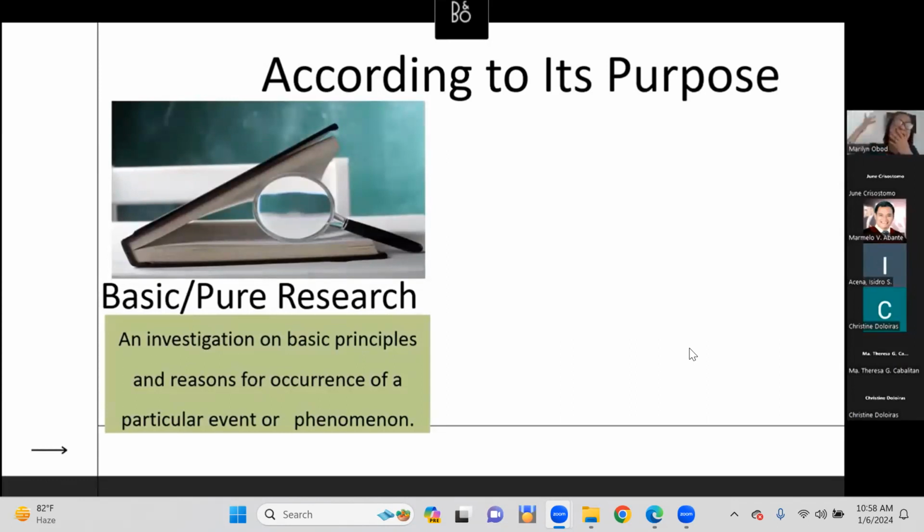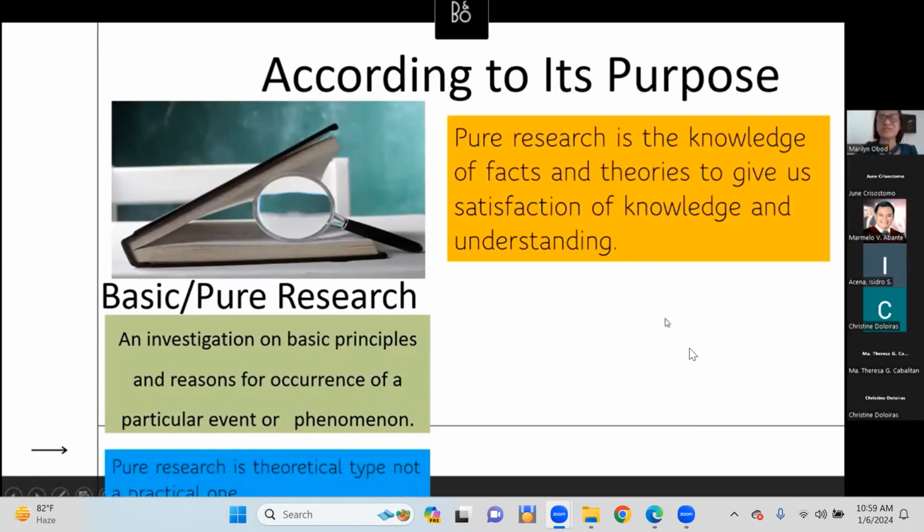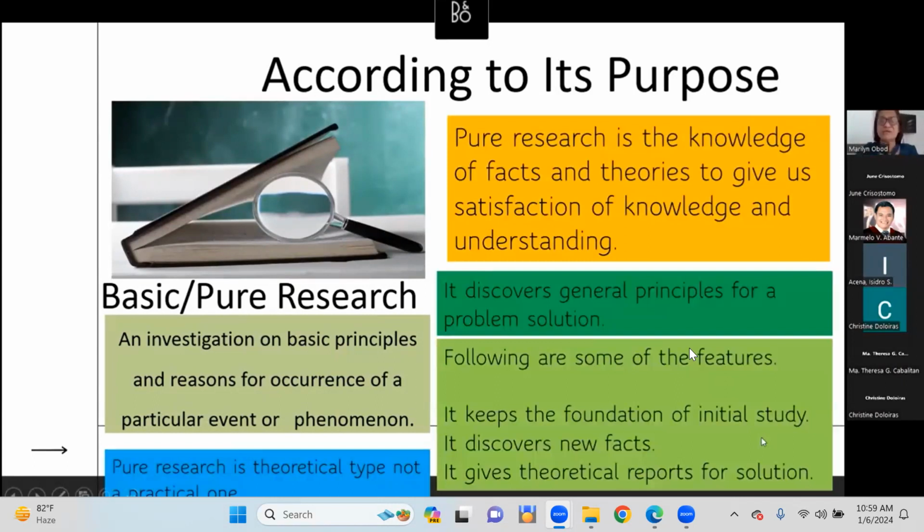So yung sinasabi kanina, pwedeng ganon, no? Yung sabi kanina sa dissertation, di ba? And sa thesis, you may be able to come up. So sa IT, alam ko, talagang gumagawa sila ng mga panibagong system. Okay. So, yan. Pure research is the knowledge of facts and theories to give a satisfaction of knowledge and understanding. It discovers general principles for a problem solution. So yung parang naalala ko yung IPAS na yan, it's a pure research eh. Kasi they discover general principles for problem solution.